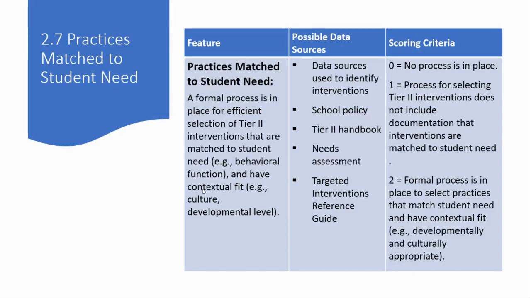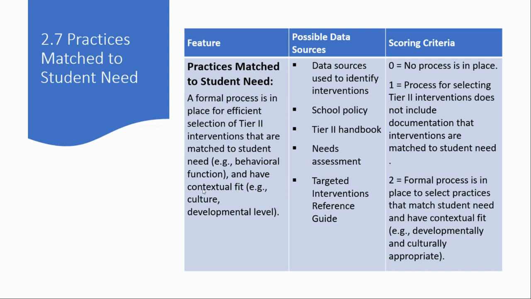So 2.7 is going to be looking at practices matched to student needs. The item says a formal process is in place for efficient selection of tier 2 interventions that are matched to student need, i.e., behavioral function, and have contextual fit, i.e., cultural and developmental level. So they're culturally responsive, culturally appropriate, and developmentally appropriate.